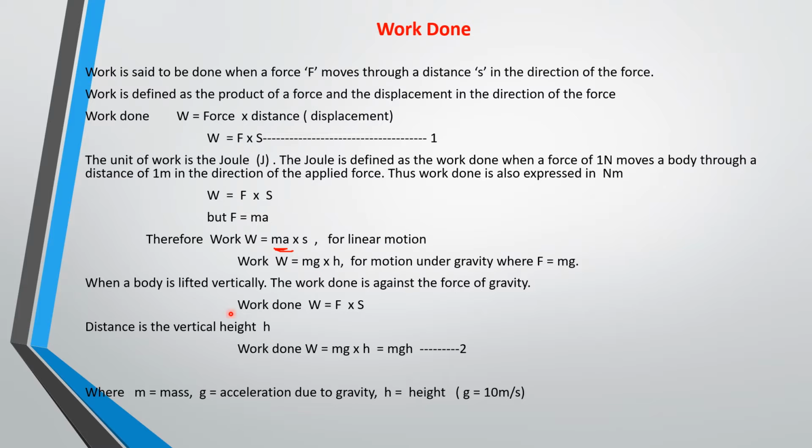For an object that is lifted vertically from the ground, or for an object that is falling from a particular height, work done is equal to force times distance. And the distance for an object that is falling or lifted vertically upward is equal to h. So work done is equal to mgh, where m is mass, g is acceleration due to gravity, and h is the height. g is always given to you to be equal to 10 meters per second squared.